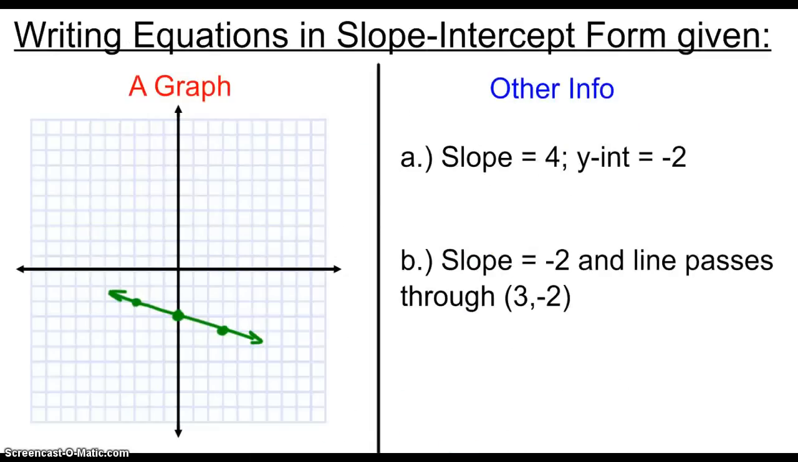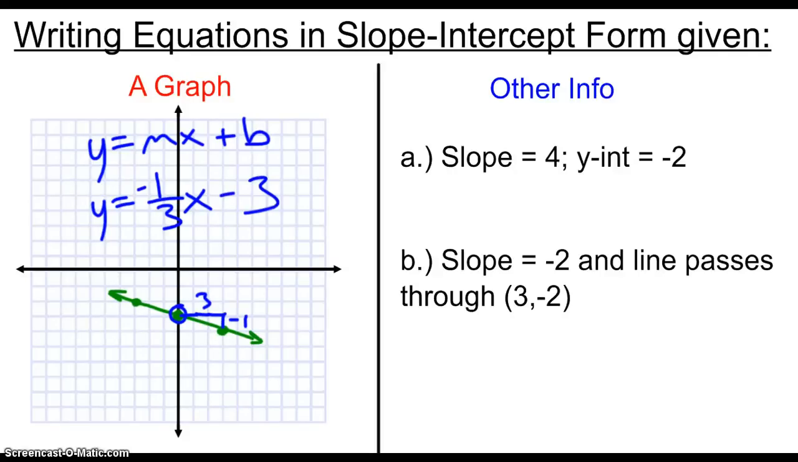Lastly, a couple other things you can do is write some equations. If you are given a graph, you know it's going to be written as y equals mx plus b. Figure out your slope first. I'm going to use my rise over run, so between any 2 points, I'm going to go over 1, 2, 3. So that's my run. And down 1, so that's negative 1. So negative 1/3 x, and where do I cross the y-axis? 1, 2, 3, at negative 3. So here's my slope-intercept form: y equals negative 1/3 times x minus 3.